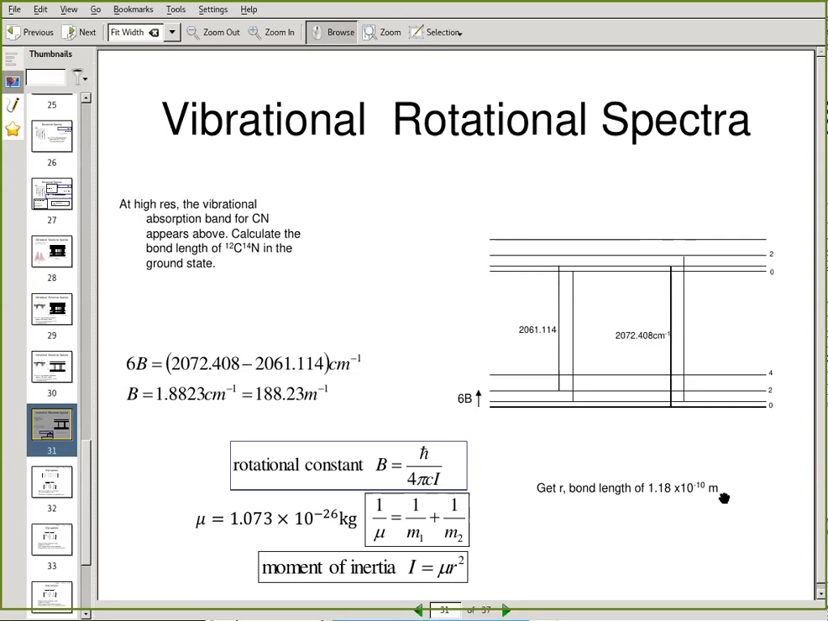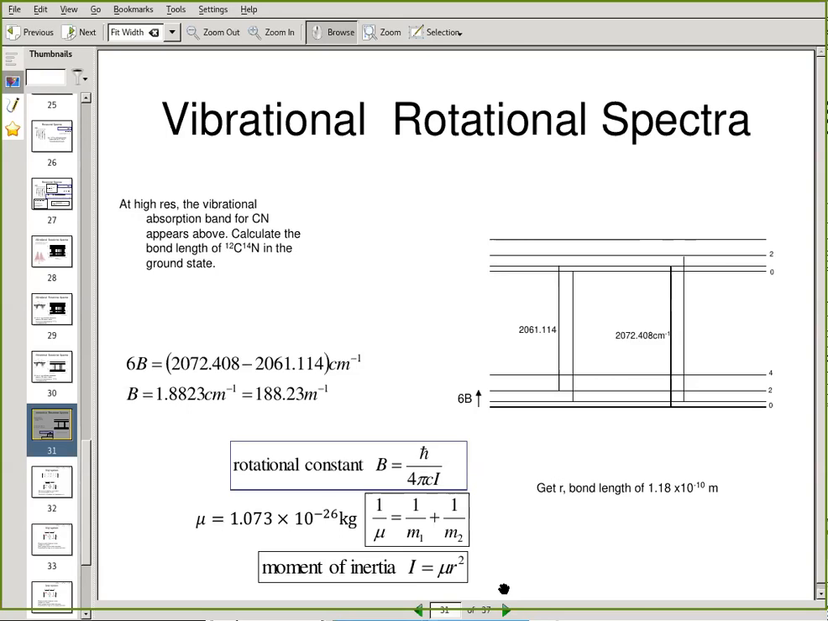Okay, so I prefer using the pure rotational spectra because if you've got pure rotational spectra, the difference is 2B. You divide by 2, you get B. But if you don't have it available, if you've got a vibrational rotational spectrum, yes, it's more complicated. It takes a little bit more effort to try and find out what's going on, but you can still get the bond length from that.